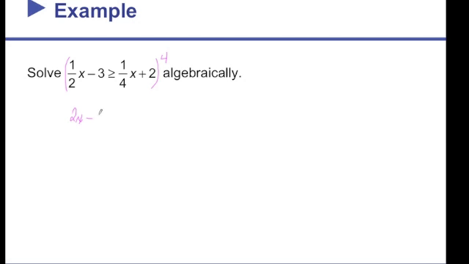times the 3 is 12, greater than or equal, 1/4 times 4 will be 1x, plus 2 times 4 will be 8. I'll subtract an x from both sides and get 1x, add a 12 to both sides, is greater than or equal to 20. Same answer I had before.